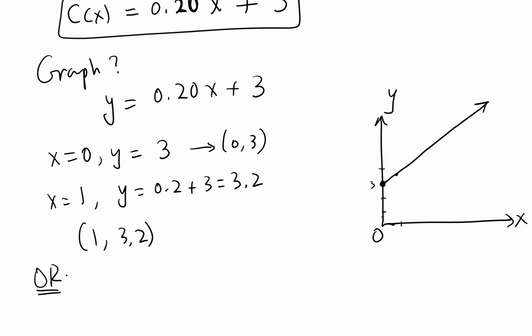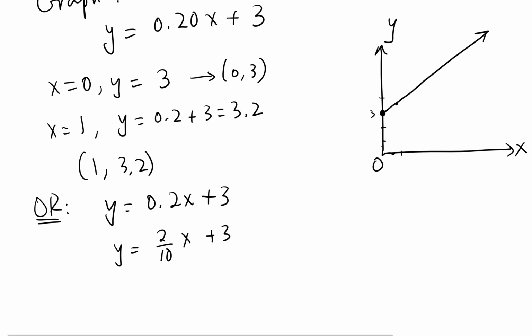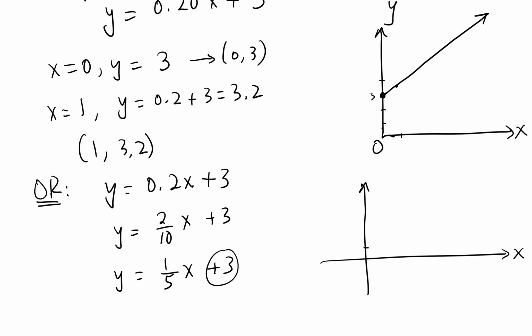Or another way to graph this, if you have decimals, you can change it to 2 over 10, right? That's what 0.2 is. But you can reduce this to 1 over 5x, dividing by 2. And now when you want to graph it, you start at 3. That's the y-intercept. And then this is rise. Rise is 1, so you go up 1. And 5 to the right, that's the run. This should be the same as the first one. Rise over run: if it's positive 1, you go up; negative, you go down. The 5, if it's positive, you go to the right; if it's negative, you go to the left.